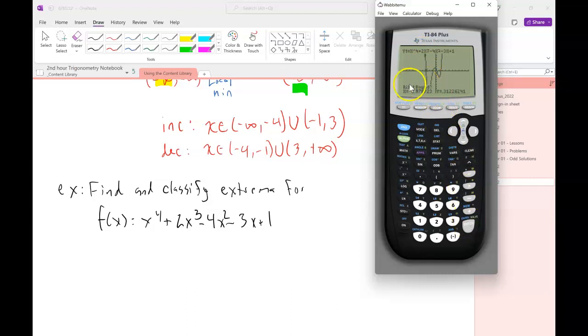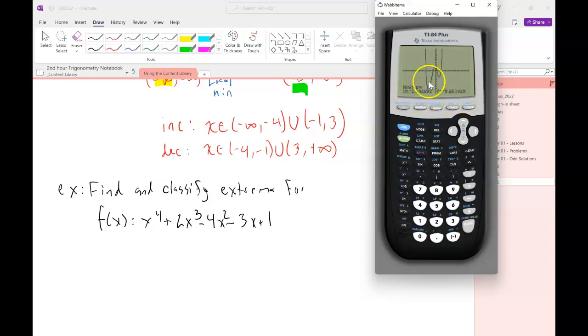I'll press enter. Then it asks for a right bound. So again, I'm going to move my calculator cursor somewhere so it's over here on the right side of it. Doesn't really matter where. That looks good there. I'll press enter again. And now it asks for a guess. The guess, as long as there's only one minimum in between my left bound and my right bound, like in this case, doesn't matter. So I'm just going to press enter again. And there is my minimum.